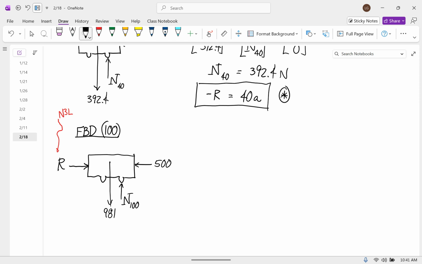Is there a specific reason why we call the unknown force R? Reaction. That's what it stands for. So it's not a force generator that's causing that. It's a reaction to whatever force is there.